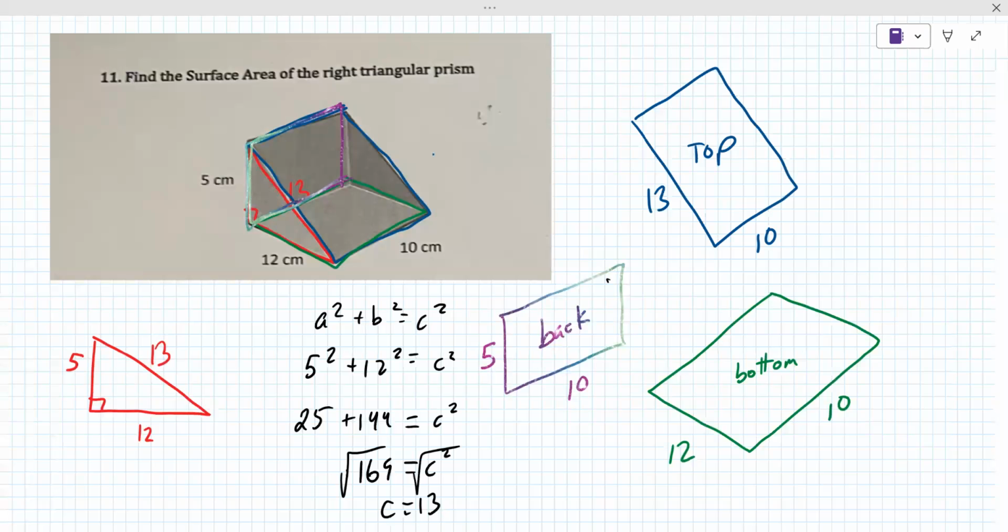Okay, I like it. How do you find the area of a rectangle? Rectangle, okay. How do you find the area of a rectangle? The area of a rectangle, you should multiply 13 times 10. Okay, can you give me the result of that, please?